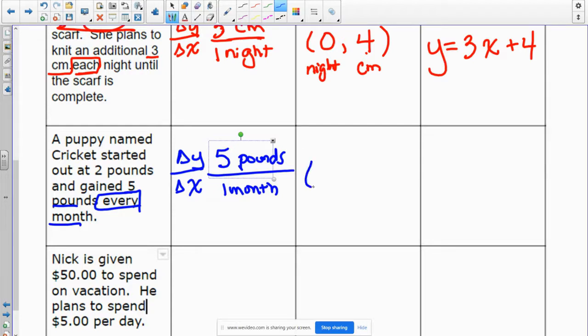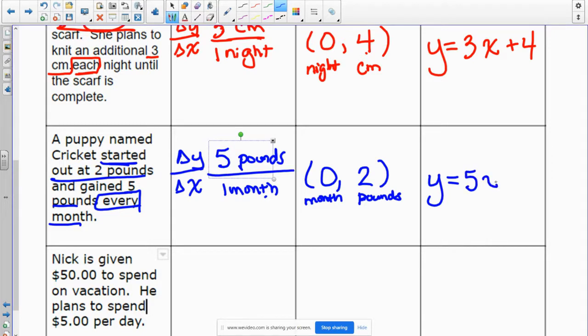Okay, at the y-intercept, so at 0, so at the beginning, remember x is talking about months, so I'm going to put 0 months to keep my label on here. So at 0 months, let's look, the puppy started out at 2. So at 0 months, in other words, when it was born, it weighed 2 pounds. So that has to be my y-intercept. That's where I'm going to start my graph from, 0, 2. The equation then is y equals, my slope is 5 over 1, so I can reduce that just to 5. My variable x plus the puppy started at 2 pounds, so plus 2.